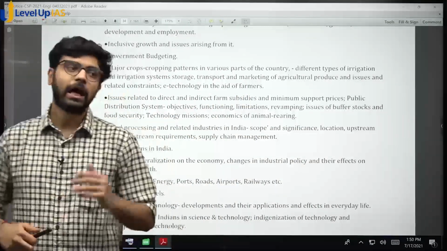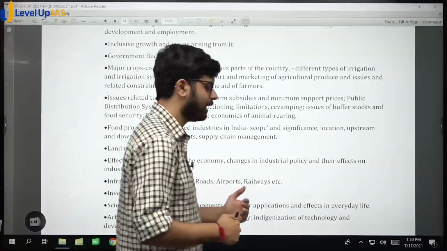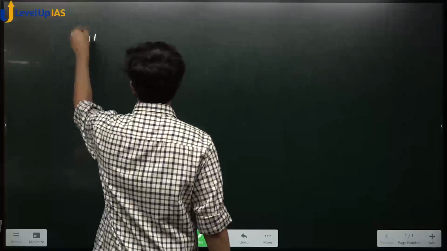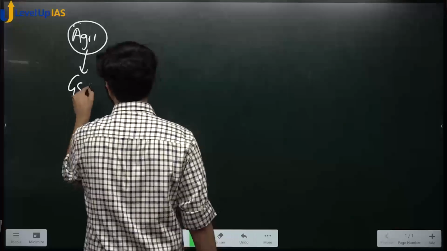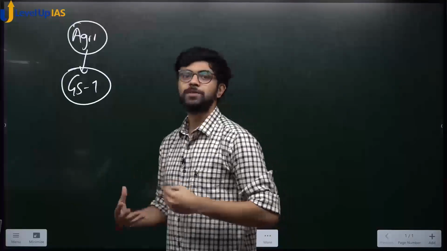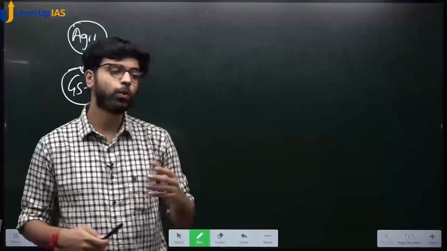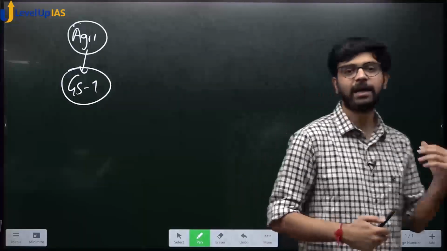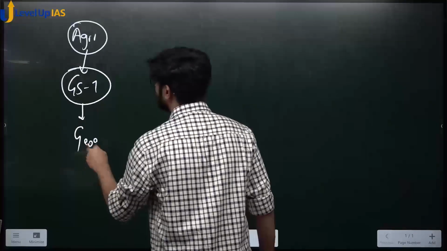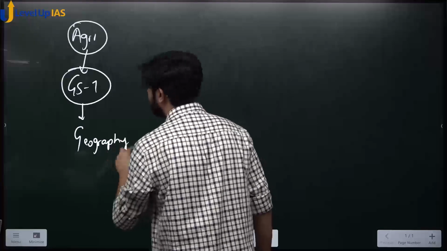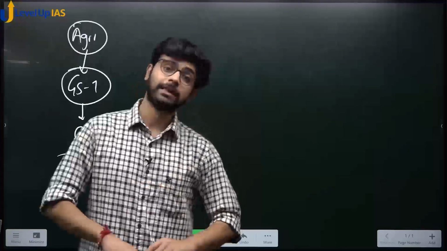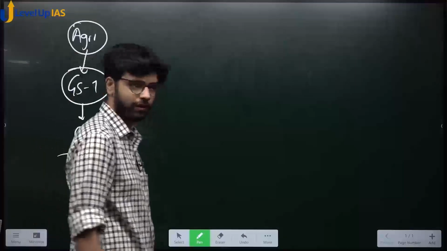So how one should approach agriculture is that, in GS1, you have the science behind agriculture. You have the concepts behind agriculture. In GS1 geography, what are the types of crops? What are the climatic conditions required for which type of crops? Where they are grown? Where such climatic conditions are found? That you will find in geography.